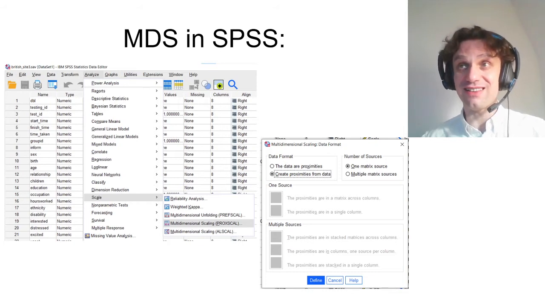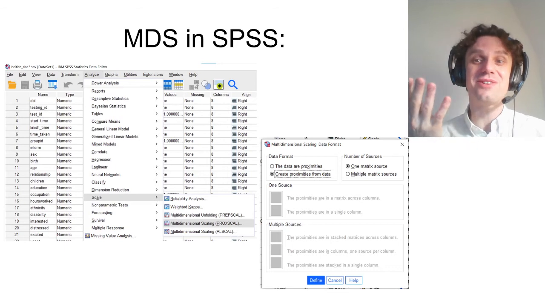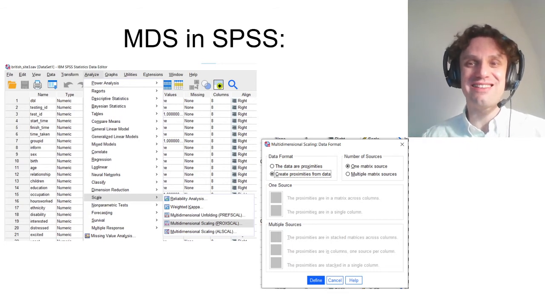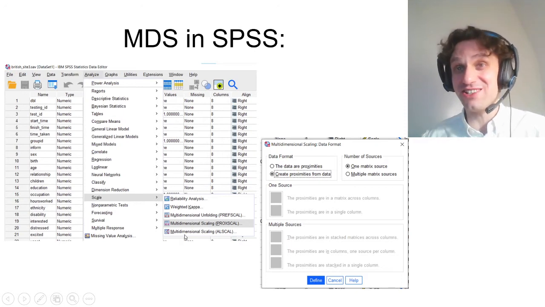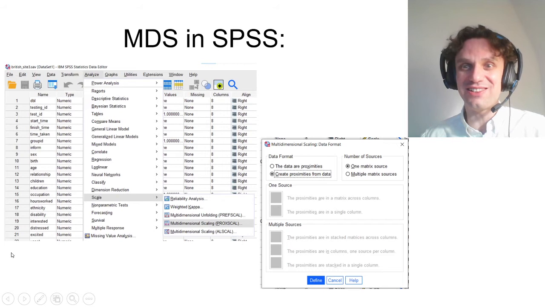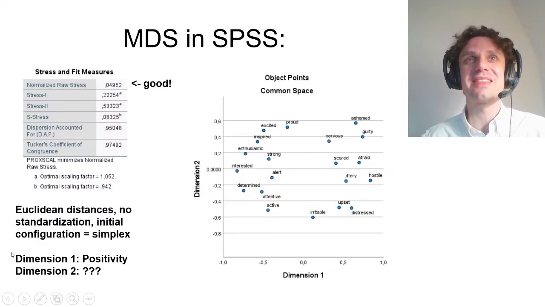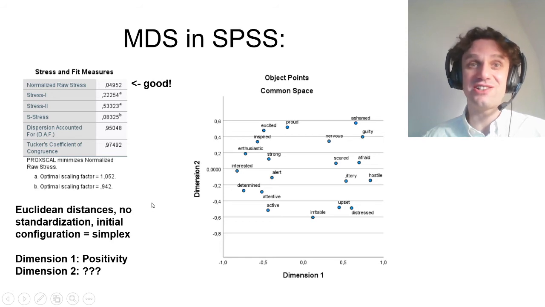Proximities are basically the inverse of distances. So we can say other options, other types of multidimensional scaling, they use distances. This ProxScal uses proximities, but in fact it's just inverse. And we add all of our variables, and with all the default settings, Euclidean distances and no standardization, and default initial configuration, we get this nice picture, which is a two-dimensional representation of relationships between our emotional variables that we have just analyzed.